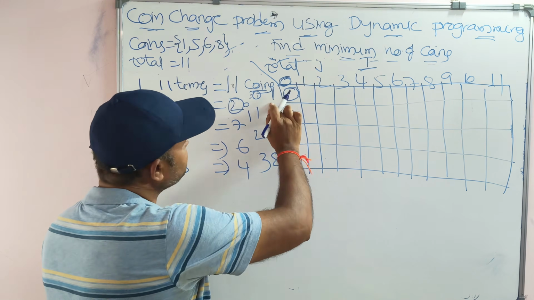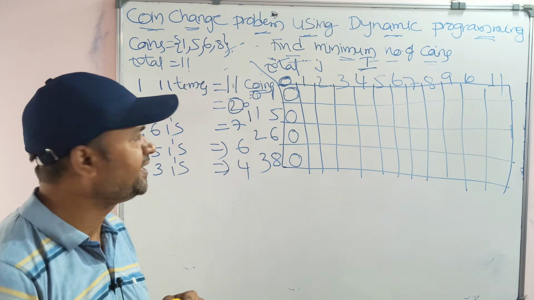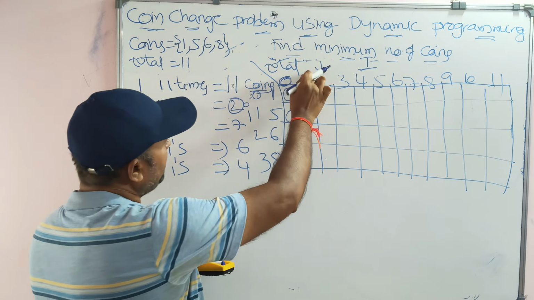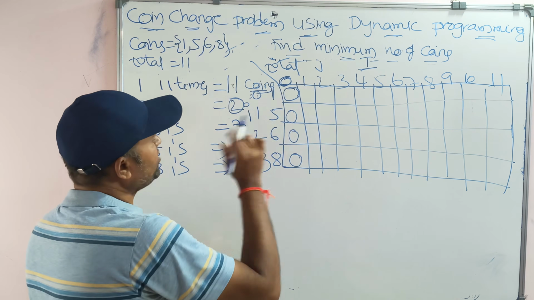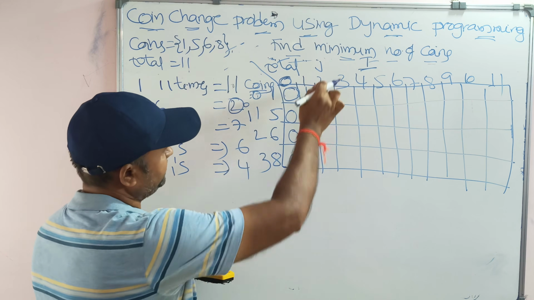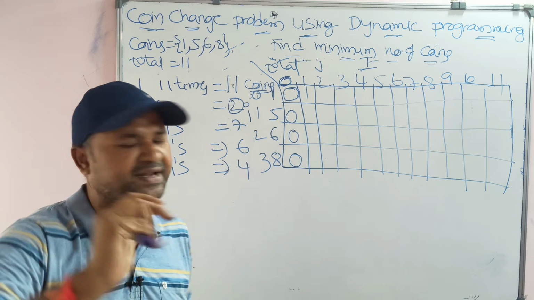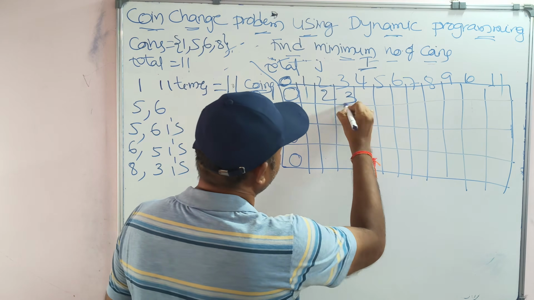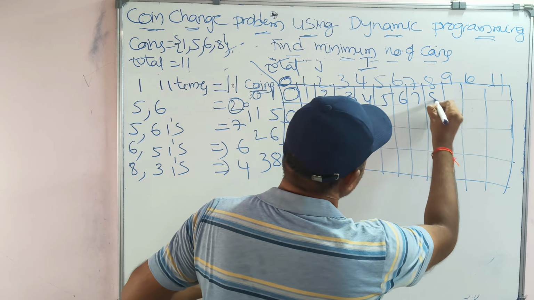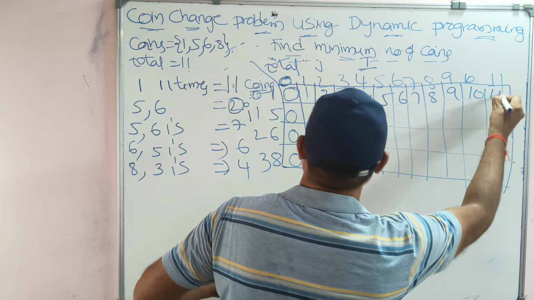Next, coin is 1, whereas the total is 1. Okay. So in order to make a total of 1, 1 coin is required. Next, in order to make a total of 2, 2 1 coins are required. So 2. Next 3, 4, 5, 6, 7, 8, 9, 10, 11.